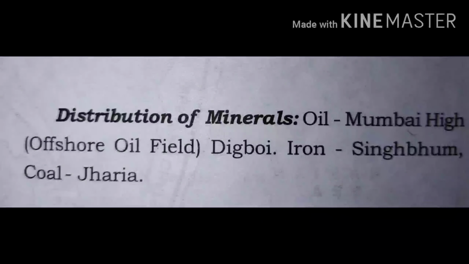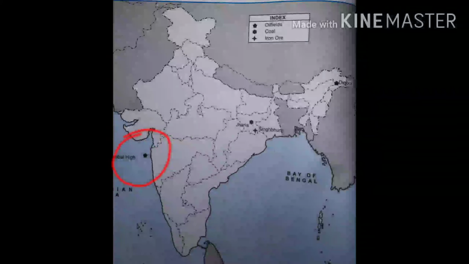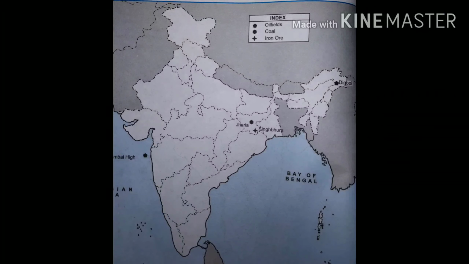So we'll see the map. In the map you can see Mumbai High. You can easily locate Mumbai, and Mumbai High is not present in Mumbai. It is present away from Mumbai in the Arabian Sea. It is an offshore oil field, meaning oil is found in the sea and it is extracted from there.